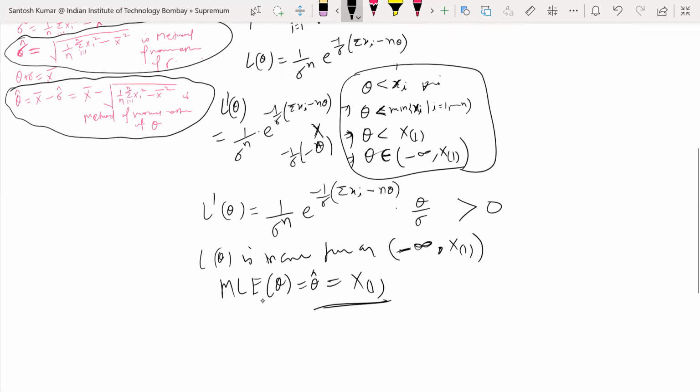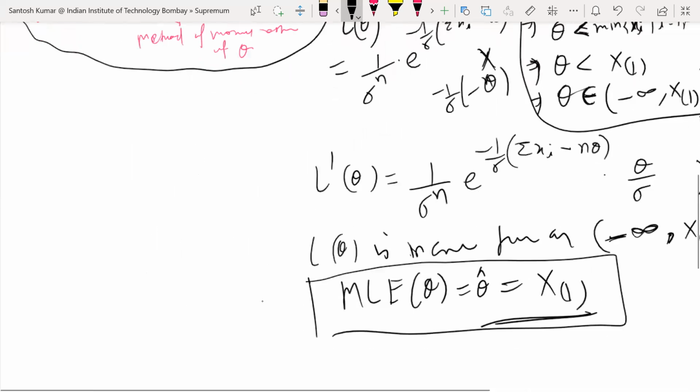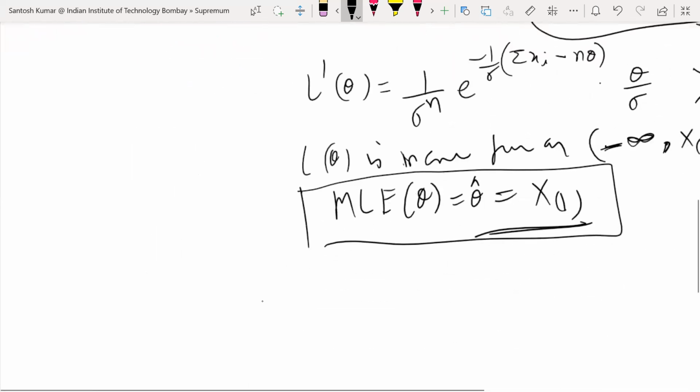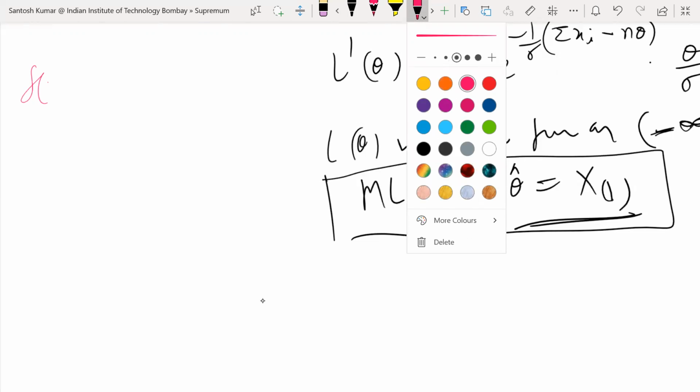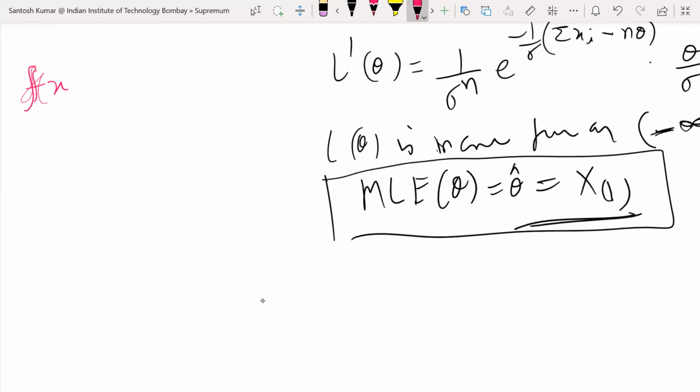Now we need the maximum likelihood estimator of sigma. So we do the same thing for sigma. So we come to that now. So we had f of x, sigma and theta, that is 1 by sigma e raised to power minus x minus theta upon sigma, correct, when x is more than theta. Okay, so first let's define the likelihood function for sigma.